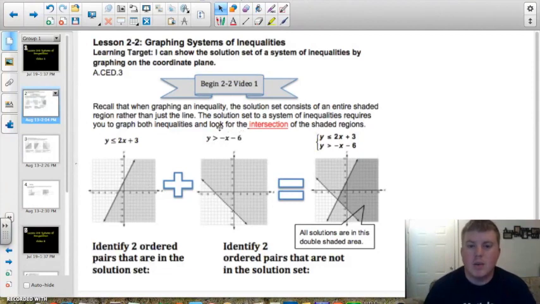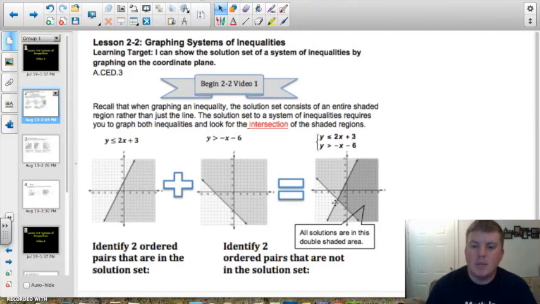In our second inequality, we have y is greater than negative x minus 6. Our y-intercept is negative 6, and our slope is negative 1, so down 1 over 1. Now you notice this one does not have the line underneath the inequality, so we had to draw a dashed line instead of a solid line. And we have a greater than symbol, which means we're going to shade above.